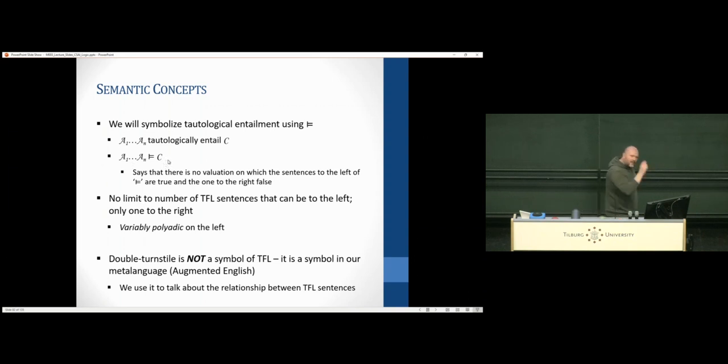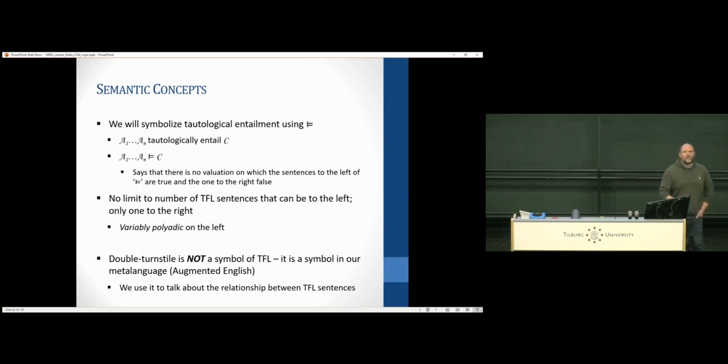Now, the important thing is this is different than validity. Because remember, validity was defined purely in terms of possibility. But what is tautological entailment defined in terms of? What's the key concept for tautological entailment? It's not possibility, it's valuations. Valuations are what's doing all of the job here.